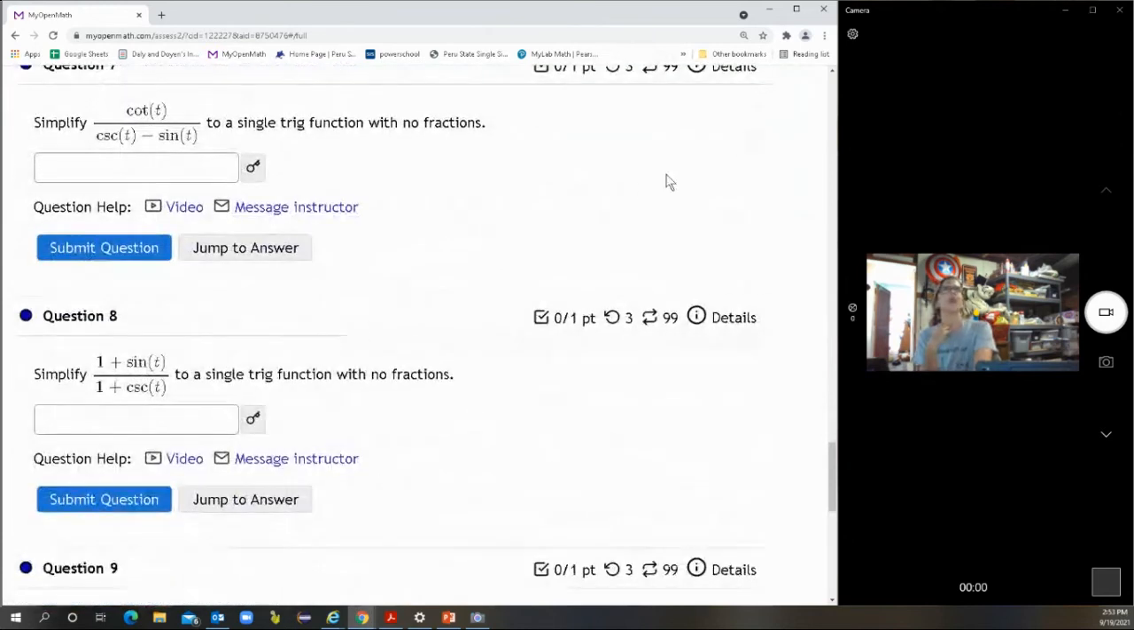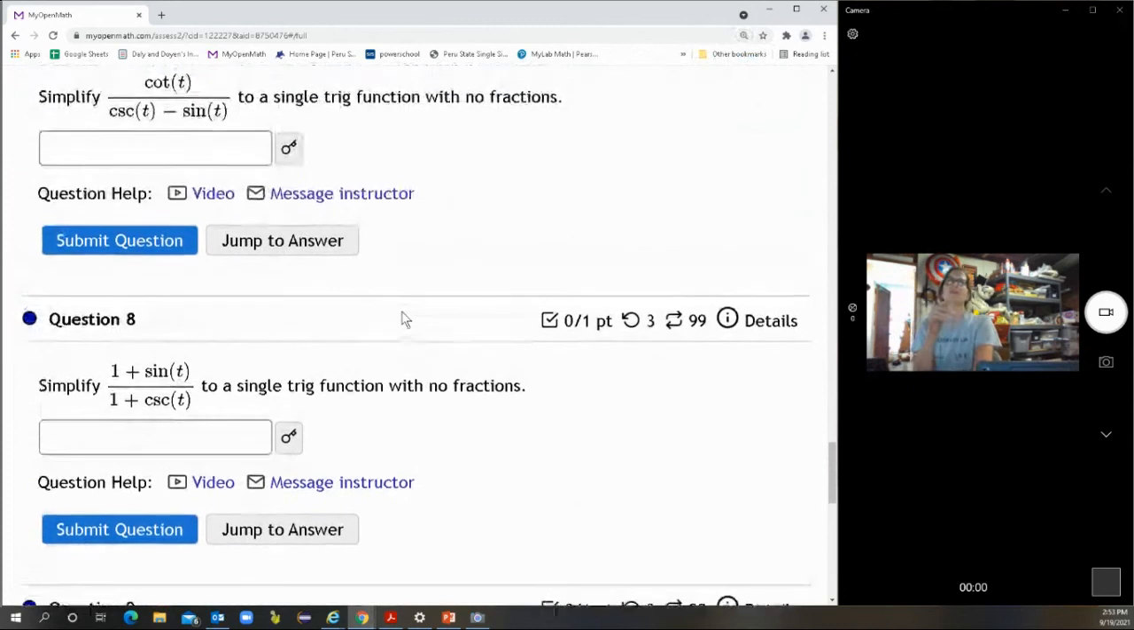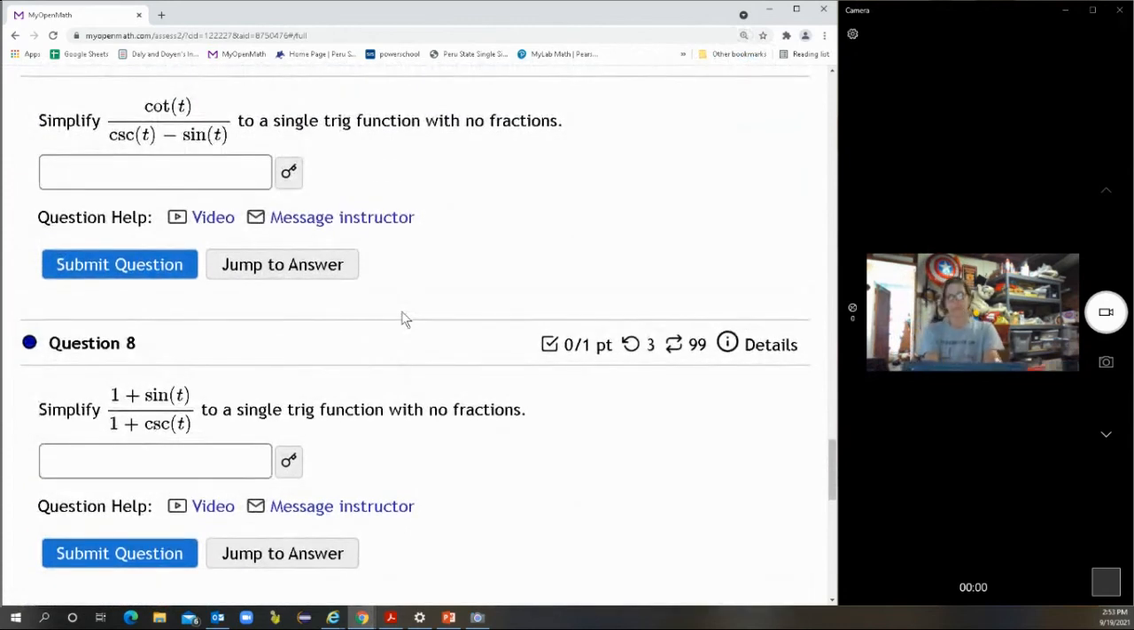So this one, same thing. A hint for some of these is to get a common denominator. Okay, so notice that right now, well, let's just see what this one looks like first, so that you can see what I'm talking about. Okay, so this is cotangent over cosecant squared minus sine squared.